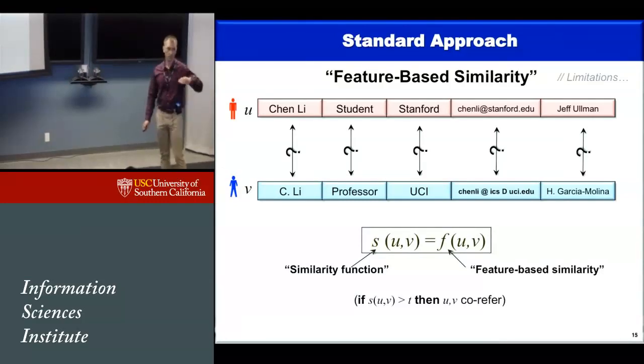The way traditional approaches work, they compare attributes, and based on the comparison of attributes they try to make a decision: match or not match. This approach works well for many domains, but sometimes it doesn't work as well for tough cases or for certain domains. This is an example where it doesn't work, because if you just start comparing attributes here, you see student, professor, Stanford, UCI. The only match you see is here. In the standard approach, the similarity function would be what we call feature-based similarity.